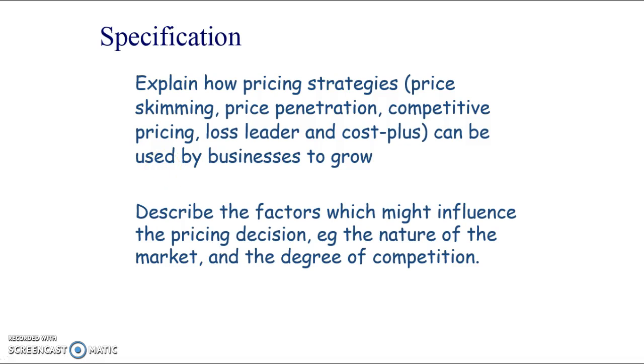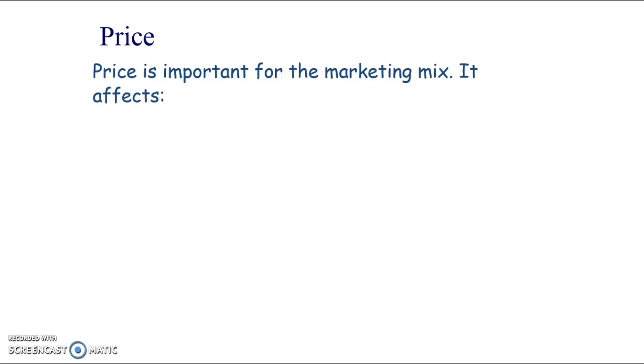It's about big businesses and how they can grow even larger, because that is very often one of the main aims of these bigger businesses. And we've also got to describe the factors that might influence the pricing decision that businesses make. So I'm going to be talking about these pricing strategies that we can use, and I'm going to be linking it into this specification objective and saying when you would use this pricing strategy. So it kind of kills two birds with one stone, really.